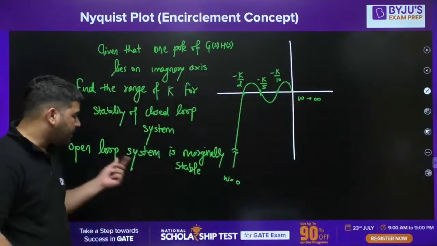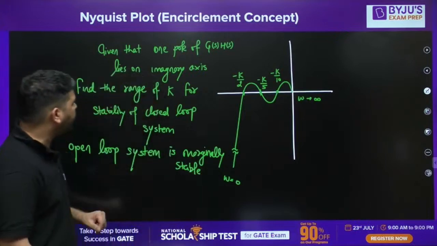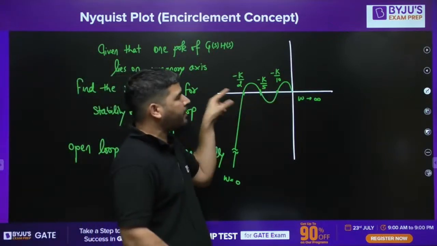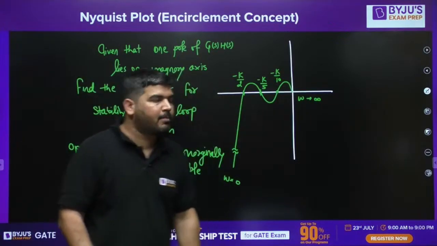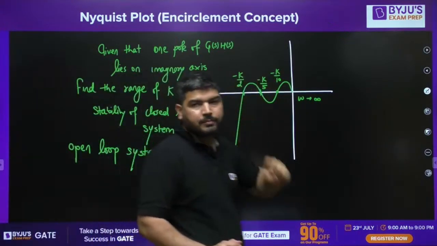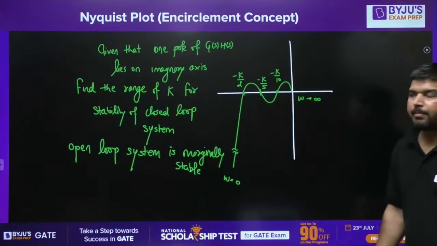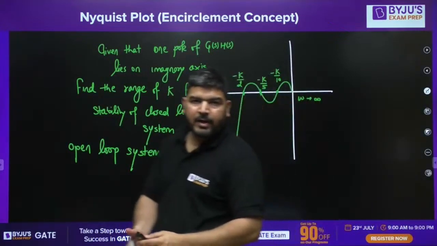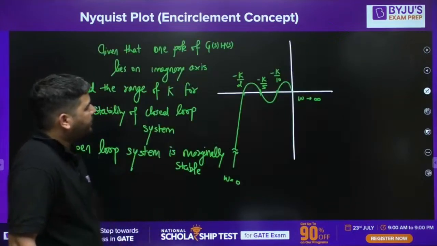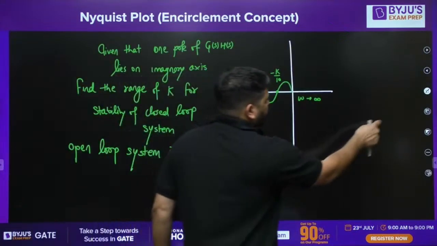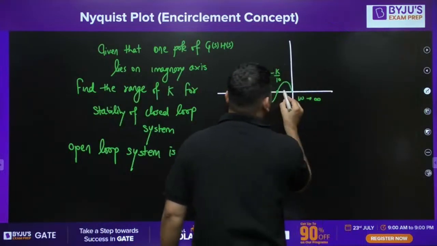So the open loop system is marginally stable. It is provided to you, and we need to find the range of K in which the closed loop system is stable. The polar plot is provided to you. Now it's simple. Using this phi 11 concept, you can check that. How to do that? First of all, let's assume that -1 is somewhere here.